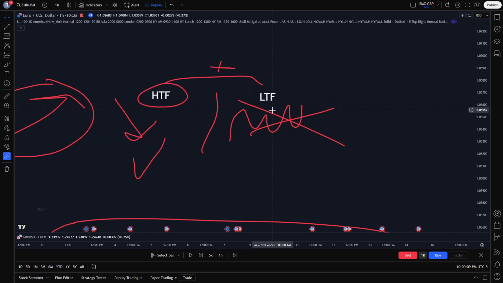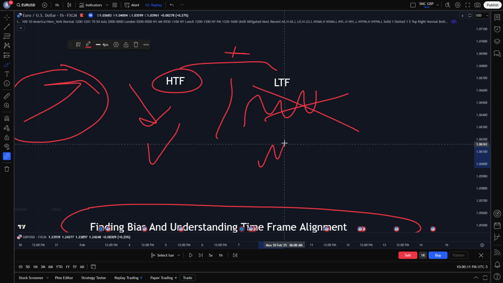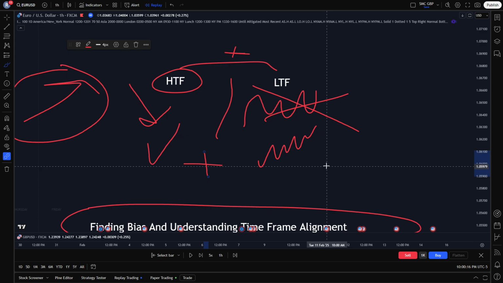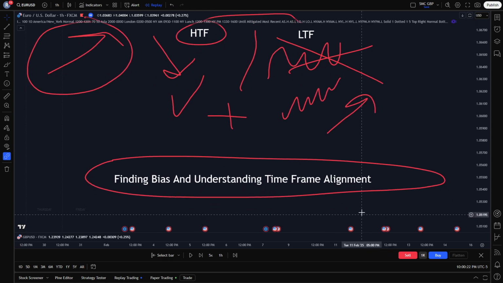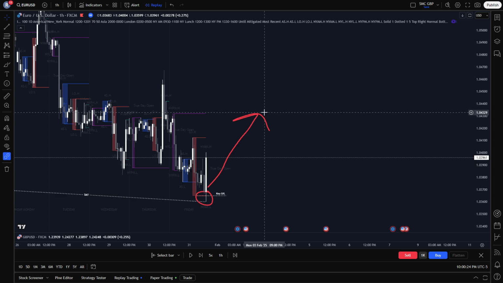We now need to align the low time frame because again, now we're going to get into all the choppy mess. We need these two to align and then both still go in the bias or in the bullish direction. Pretty straightforward, right? So first step, check. We can start looking into our lower time frame.